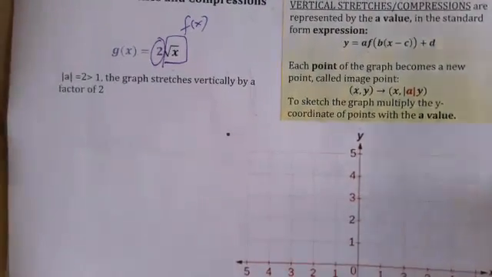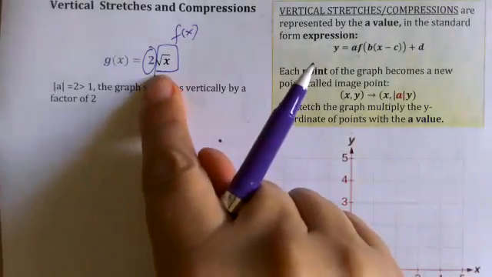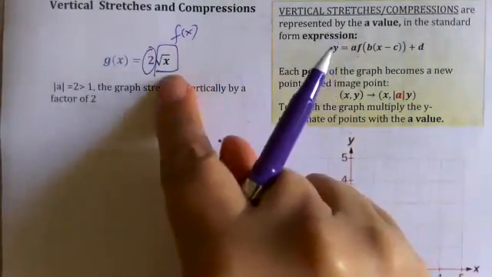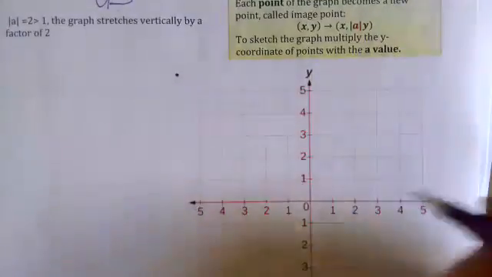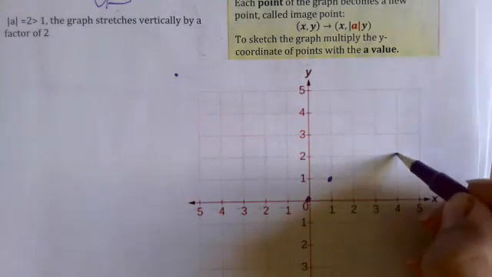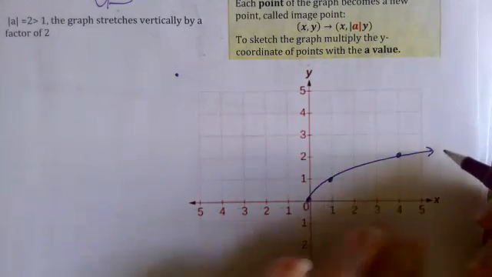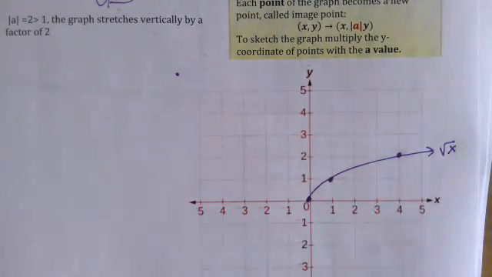So we're going to move a little bit away from that today, and we're going to just plot straight what this means. So we know that square root of x is our parent function with the points (0, 0), (1, 1), (4, 2). That's our square root of x function.